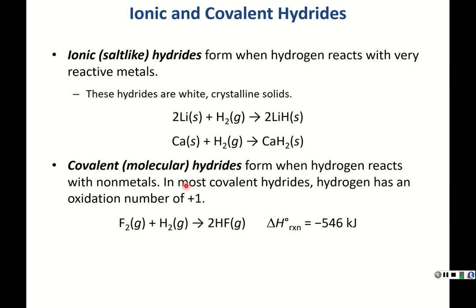It can also form covalent or molecular hydrides, so that's when hydrogen reacts with nonmetals. In most covalent hydrides, hydrogen has an oxidation number of +1. I can't think of an example where it has anything other than an oxidation number of +1, but I'm sure there are probably other examples in covalent hydrides. So something like fluorine mixing with hydrogen, you get HF.